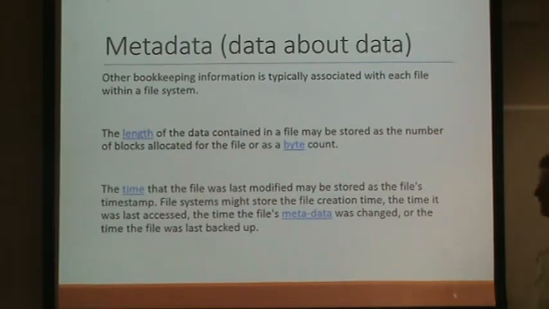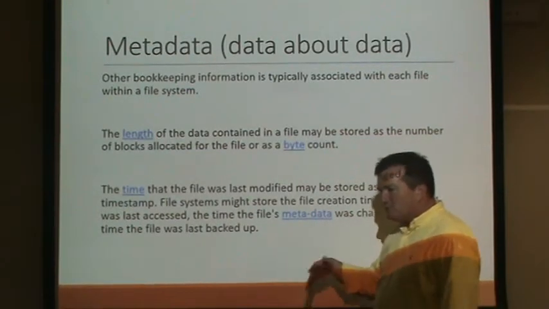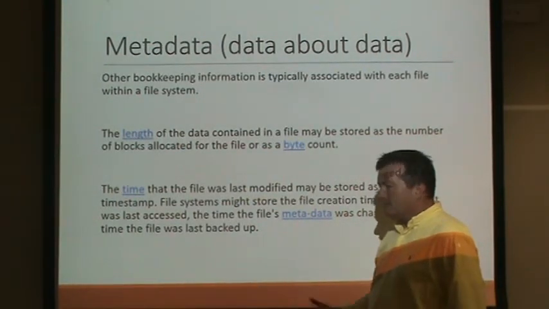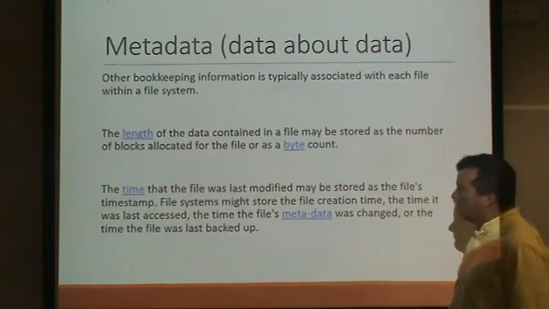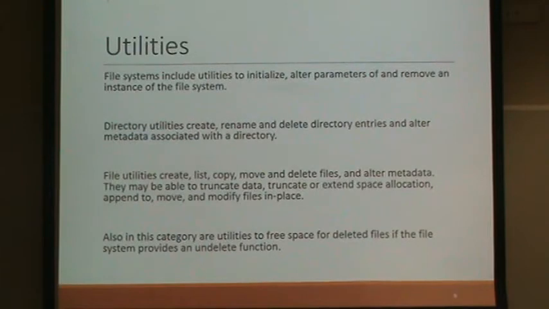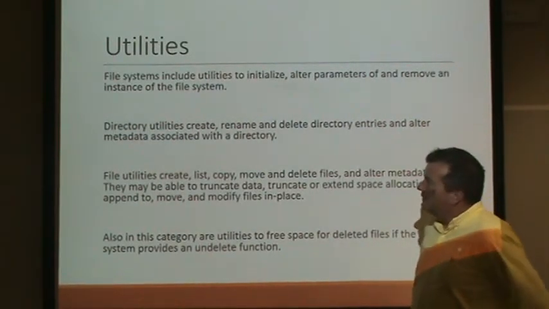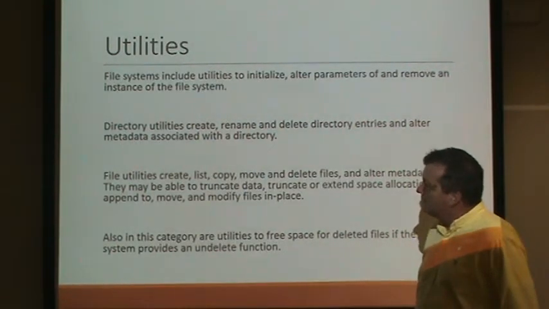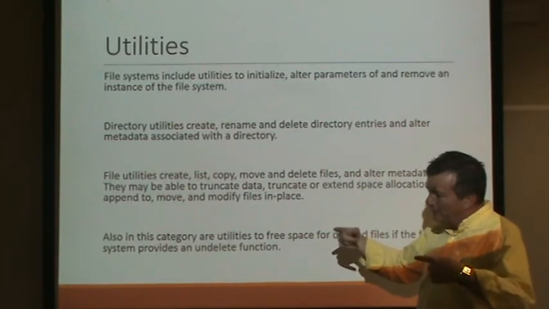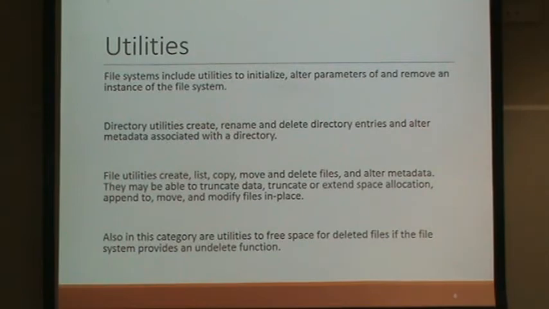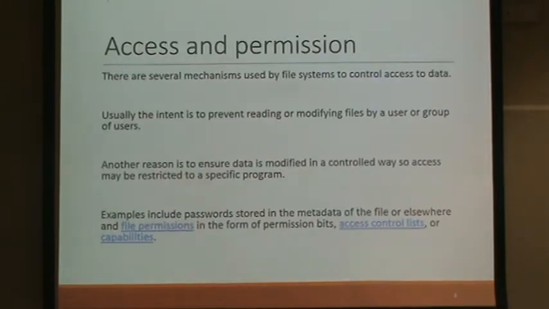Every file has data about the file, which is not the contents of the file, but who created it, who's allowed to access it, and what date it was last modified. So that's data about the data, sometimes called metadata. Now, like I was saying, the file system needs utilities to retrieve, delete, and copy files. You could have indirect names to a file, so two different names for the same file. So there are utilities for doing that.